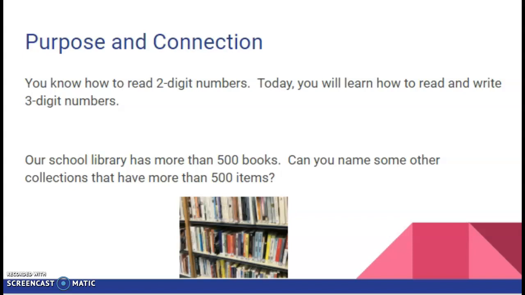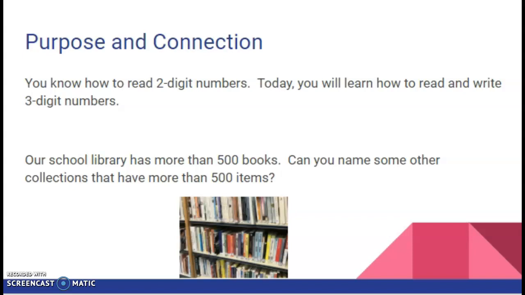And I want you to just think about this situation and make a connection with something in the real world. Our school library has more than 500 books. Now, that's an estimate because it's saying more than. We're not really sure exactly how many. We know that it's more than 500.